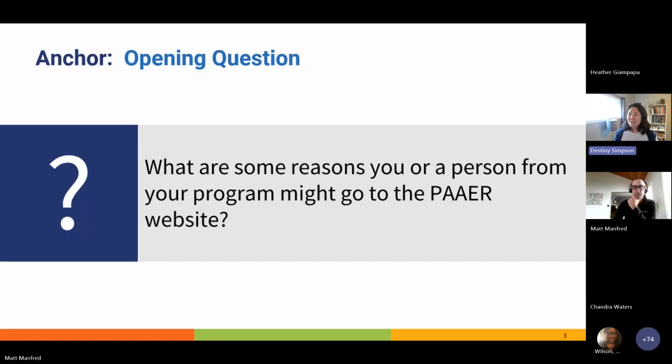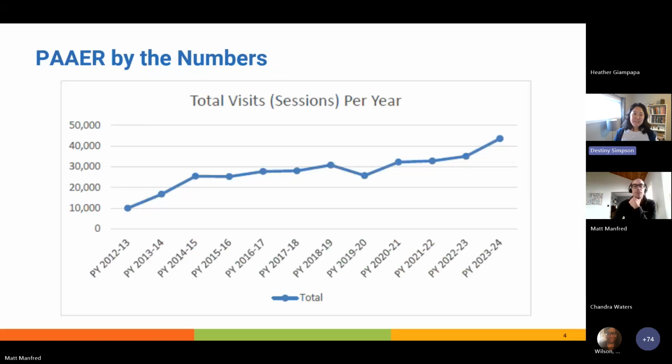So Matt, if you don't mind going to the next slide, one of the things that we're really excited about is that the site has really grown by total number of visitors. When this site was first established, it was back in 2012. It was on a platform called Weebly. I'm not sure if you're familiar with it, but it was a pretty easy to use website developer program, and we were getting about 10,000 visits a year. Since then, a little bit over a decade, we're now up to over 40,000 total visits a year. So it has really grown exponentially, and that's something we're really excited about.